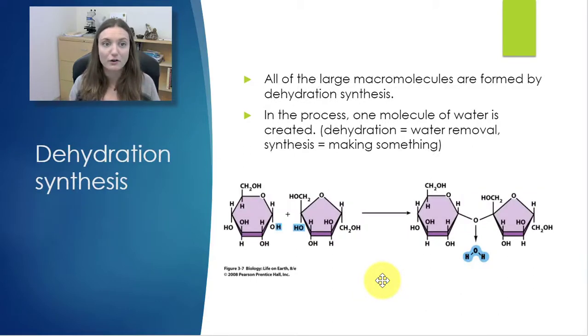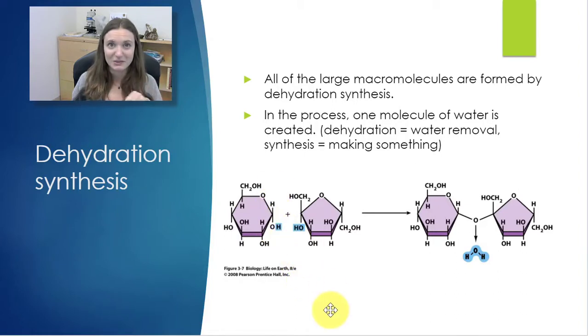And all of the large macromolecules in living organisms are formed through what we call dehydration synthesis. So that's the process that connects these monomers together, that builds the chemical bond between these monomers. In the process of building this bond between monomers, water is created. So we're kind of removing a water molecule in a way. We're building a water molecule as a result of this synthesis. Synthesis just means to build, and dehydration means removing water, right?